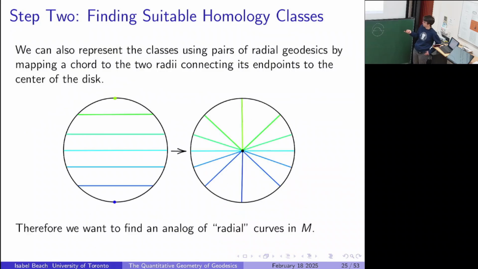obvious choice. So instead what we're going to do is think about these chords as pairs of radii. So I just map a chord to the pair of radii connecting its endpoints. So you can imagine the first class, instead of being the set of all chords parallel to the equator, is these sets of pairs of radial lines that are symmetric across the y-axis. And the second class is just the parabolic radii. So what we're going to do is find an analog of radial curves in my manifold, and then I'm just going to take pairs of those, and those are going to form my two homology classes that we're going to use.